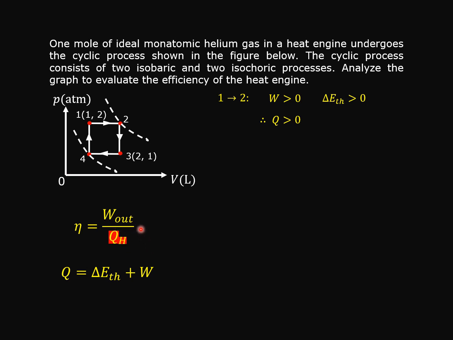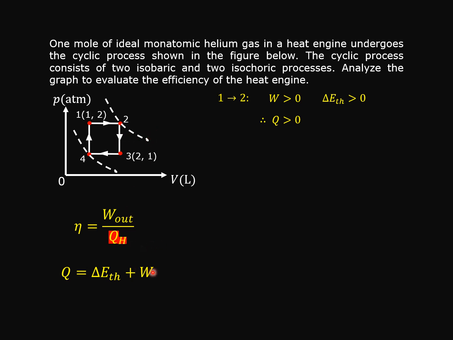Now we can start to find out what QH is. QH is the heat flow into the gas for these processes. For these 4 processes, which are 2 isobaric and 2 isochoric, in some of them the heat flows into the gas, and in some it flows out from the gas. So we need to find out in which processes the heat flows into the gas, and then sum up all those quantities to get the QH.